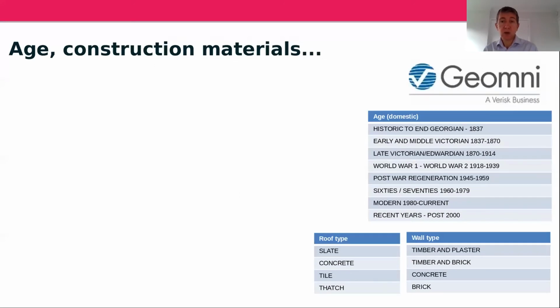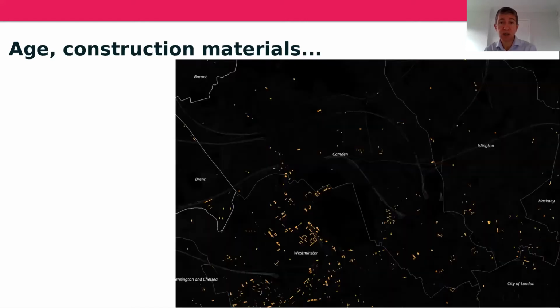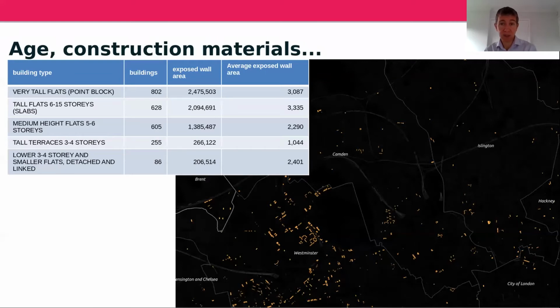We need to also know about construction materials and age, and so here we've used the classifications from Geomni for all the buildings. And this means that we can select all tall blocks of flats above 18 meters tall, which you can see highlighted in orange on the map here for some of the inner London boroughs. And you can then look at the exposed wall areas that might require insulating. So we can also look at the age of them and the construction materials, or we can break them down into very tall and medium height buildings.